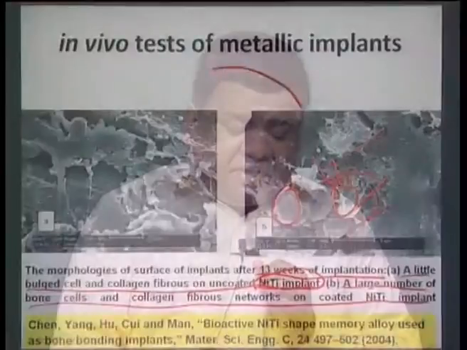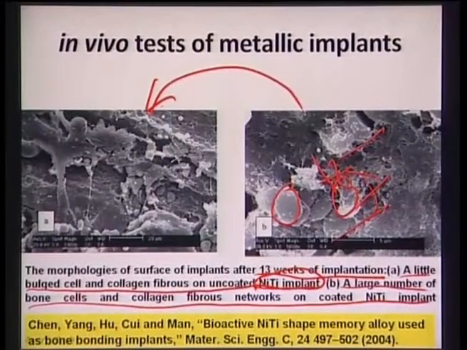However, if you compare this with this, you can clearly see that when you do not put any hydroxyapatite coating, you don't see the bone cells that well, and the collagen network is also not as prominent, visible, or extensive as in the presence of the hydroxyapatite coating.